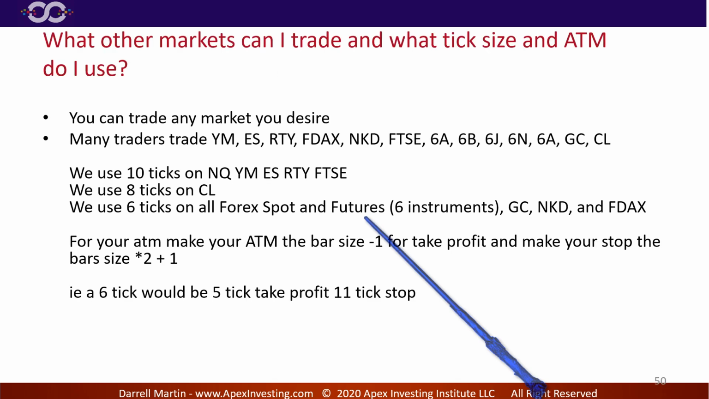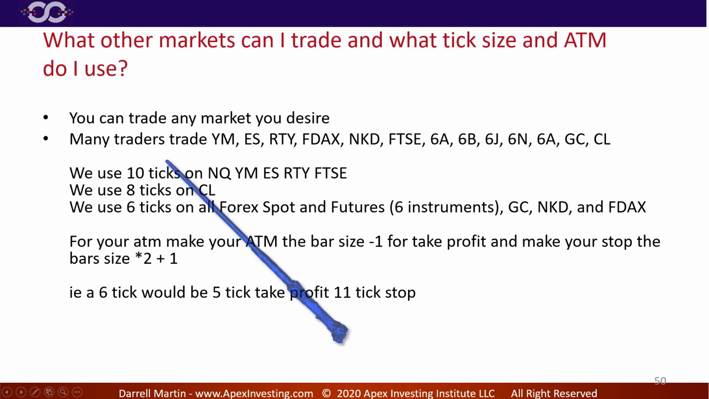Let's see, what other markets can I trade? What tick sizes? We have traders trading the Dow, the S&P, the Russell, the FDAX, the Nikkei, the FTSE, the Aussie dollar, pound dollar, yen, New Zealand dollar, gold, oil, euro. We use 10 ticks on NASDAQ, Dow, ES, RTY, and FTSE. We use 8 ticks on CL. Pretty much 6 ticks on just about everything else.